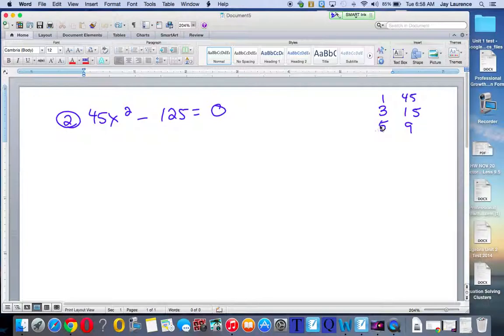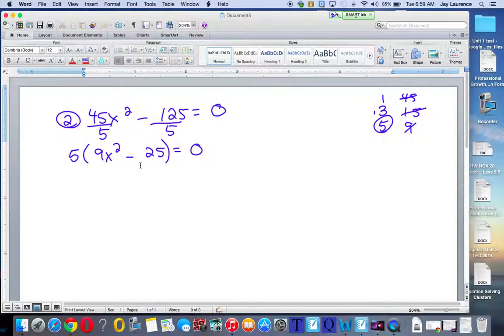Now I'm going to start with the highest ones. I'm going to see, does 45 go into 125? And it's okay to use my calculator to check. No, it does not. Does 15 go into 125 evenly? No, it does not. Does 9 go into 125 evenly? Nope, it doesn't. And then does 5 go in? Yes, it does. My GCF is 5. So I'm going to factor out a 5. 5's coming out front. I'll be left with a 9x squared minus 25. Now, we have more factoring to do inside the quantity.